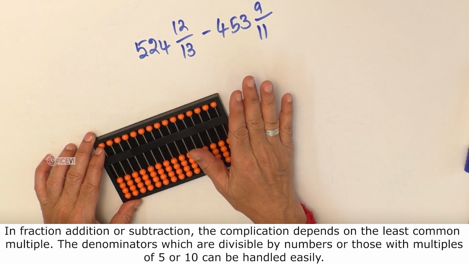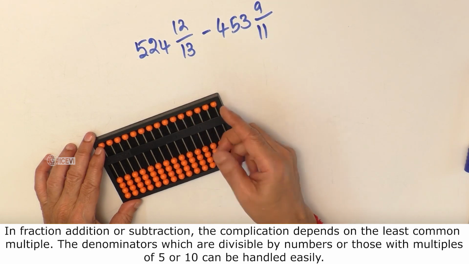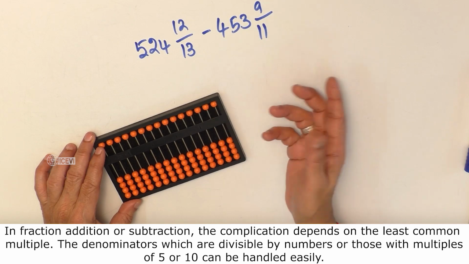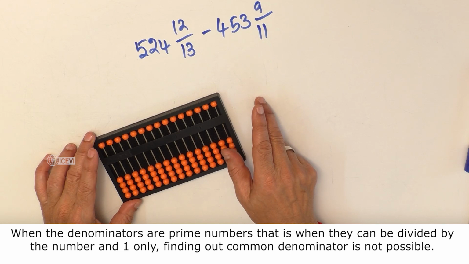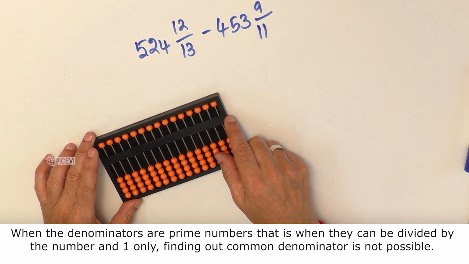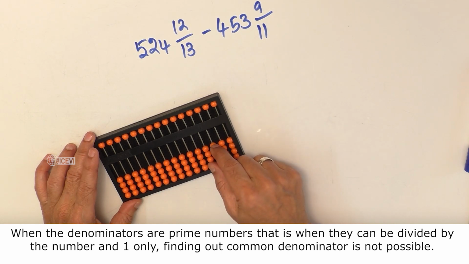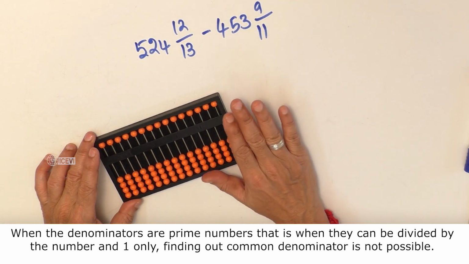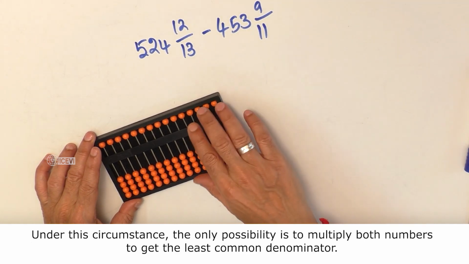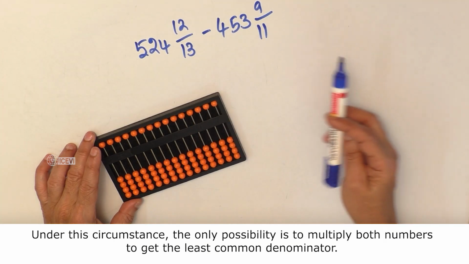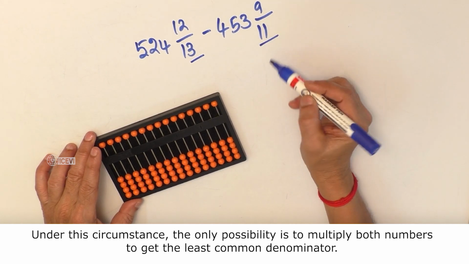The denominators which are divisible by numbers that are multiples of 5 or 10 can be handled easily. When the denominators are prime numbers, that is, when they can be divided by 1 only and the number itself, finding a common denominator is not possible. Under these circumstances, the only possibility is to multiply both the numbers to get the least common denominator.